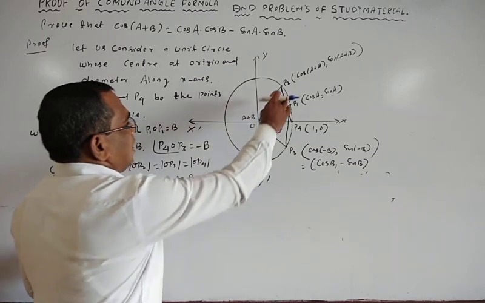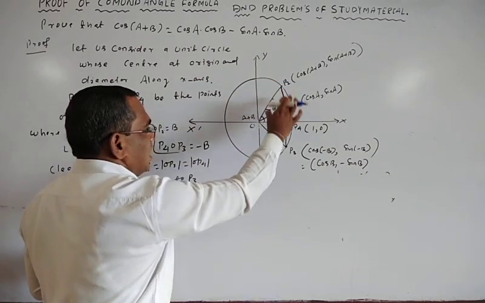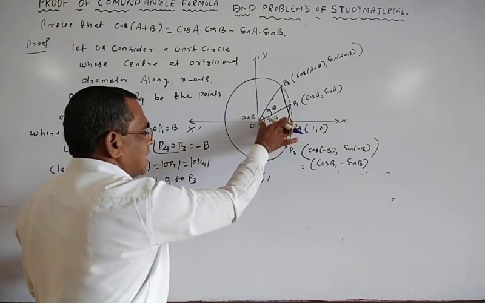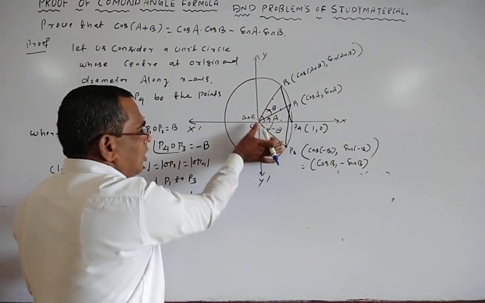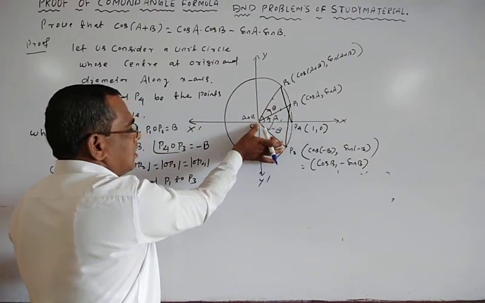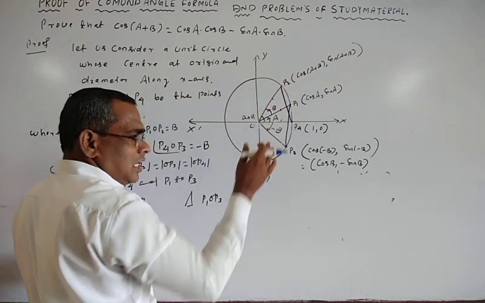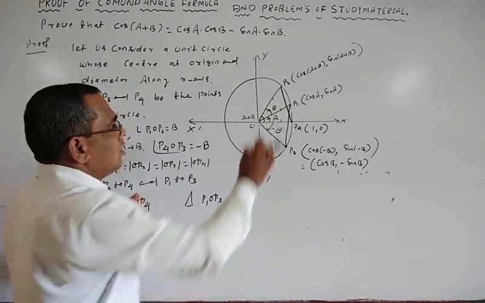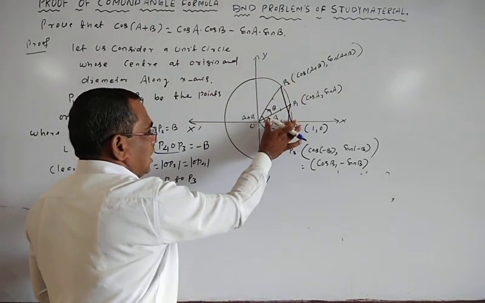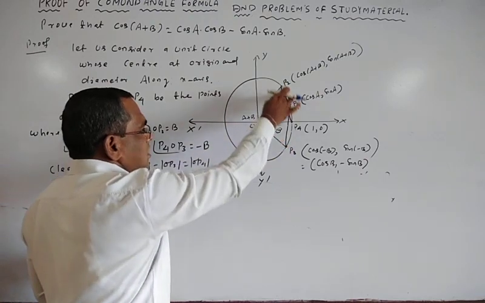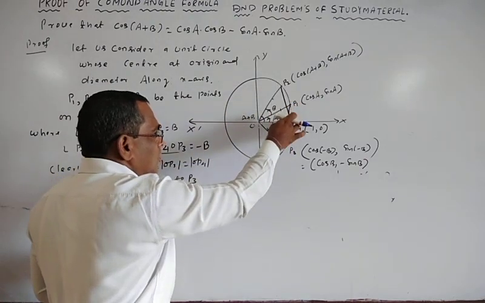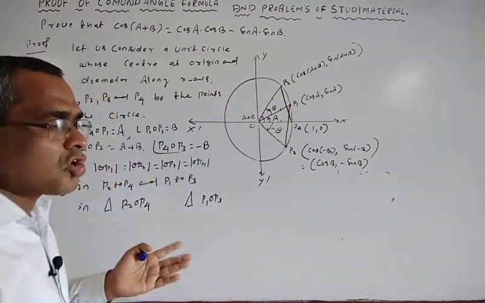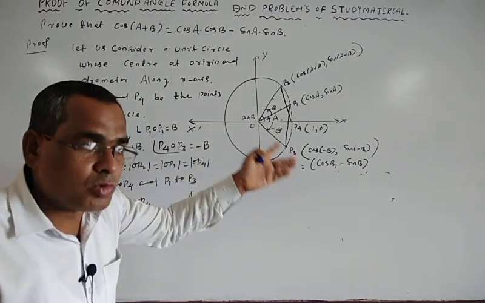So clearly, one side of the triangle is the same as a side of the other triangle. Automatically, if two sides are equal, then the third side must be equal. So this side, P2 P4, must be equal to P1 P3. So clearly these two triangles are congruent.